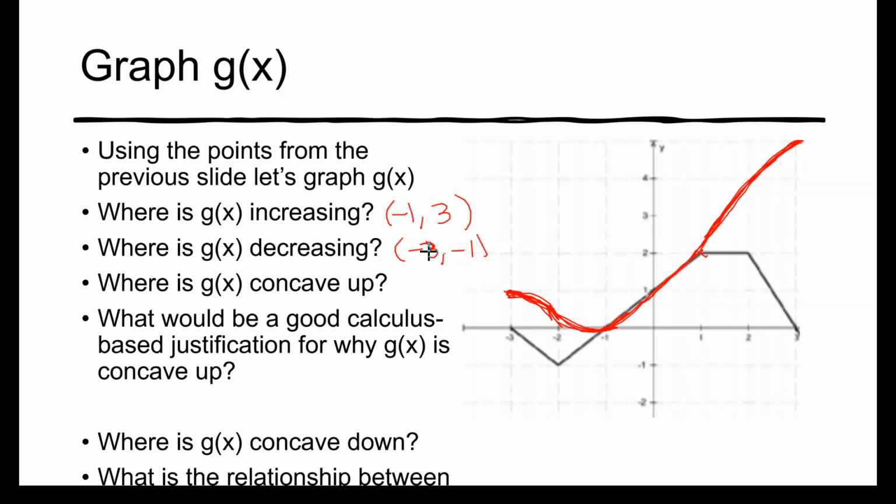And then it says, where is g of x concave up? So the graph would be concave up from -2 to +1. And again, we can kind of see that right in here.